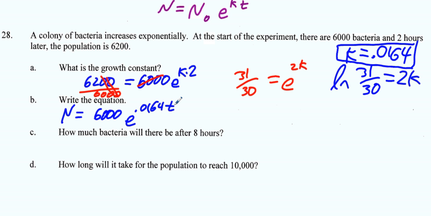So how much bacteria will there be after 8 hours? We're going to plug in 8. We have 6,000 times e to the 8K. So the 0.0164 whatever times 8. That's in our exponent for e.